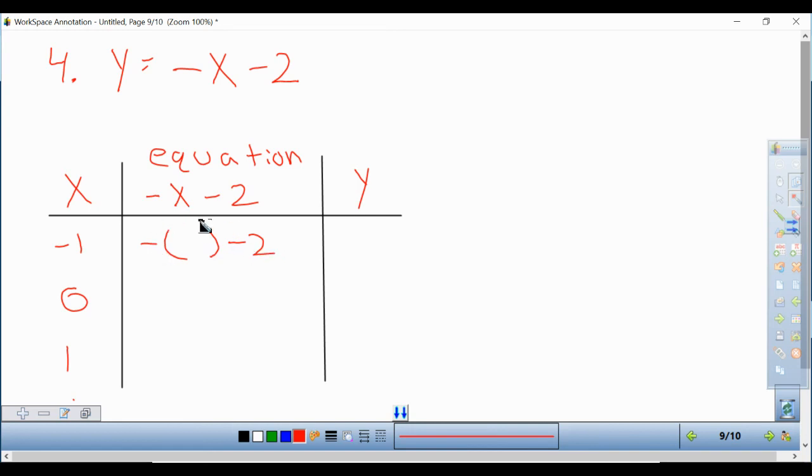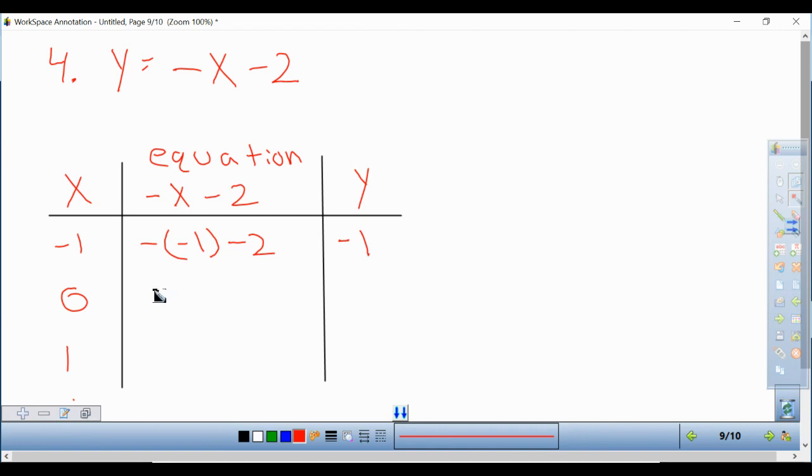And what number do we have for x? We have negative 1. So it should be negative negative 1 minus 2. These two negatives in a row, we learned this in unit 1, two negatives back to back like this make a positive. So this is actually positive 1 minus 2, which gives me negative 1.